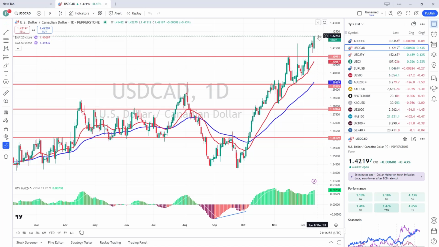Ideally, in a perfect world, we'll see a little bit of weakness, pull it back to around the 141 with a moving average there to help support it, even if the moving average creeps up a little bit higher, and then look for a pullback.